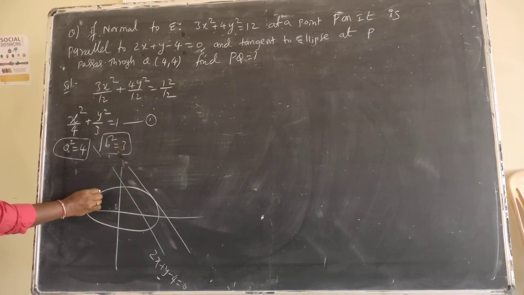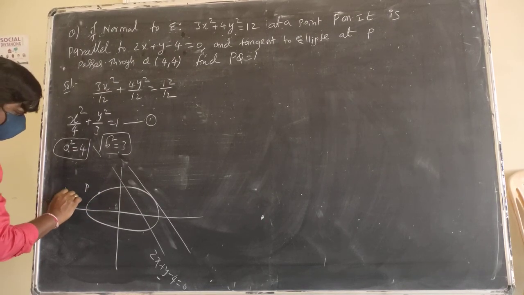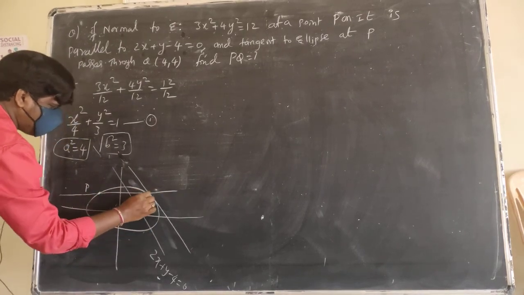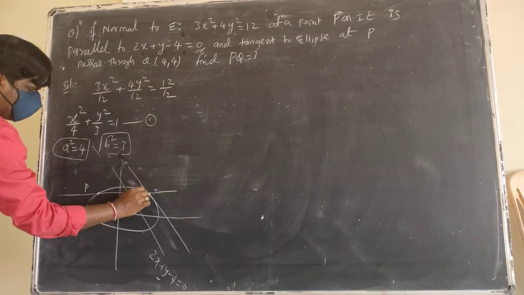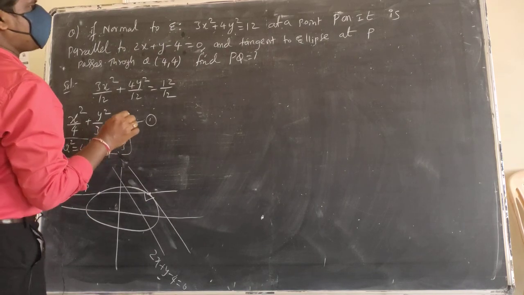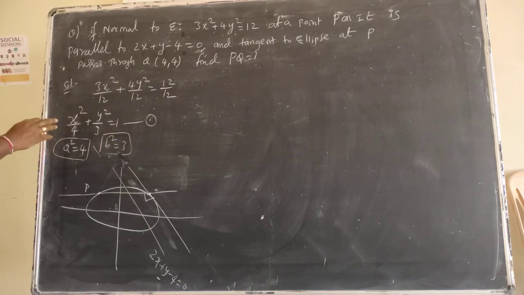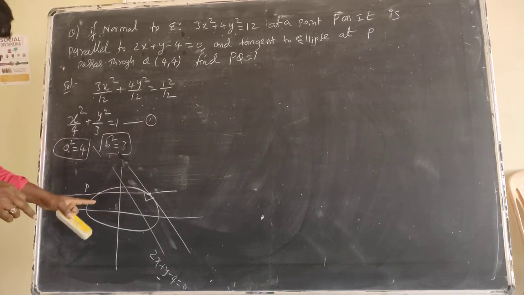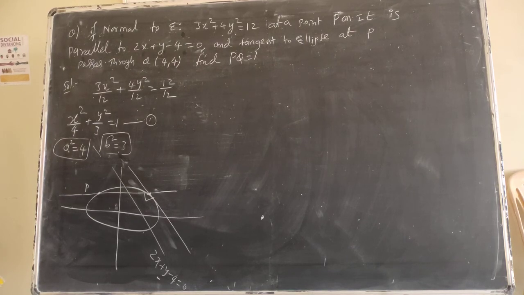And from a point P, you have drawn a normal to the tangent. So if this is a tangent, it is a normal. From point P you have drawn. He is saying that the normal to the ellipse at a point P on it is parallel to 2x plus y minus 4 equal to 0, and the tangent to the ellipse at P passes through Q.